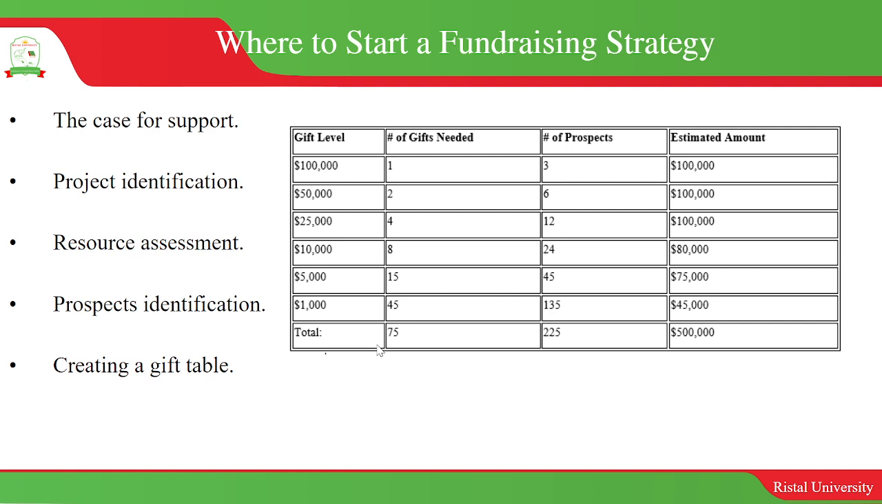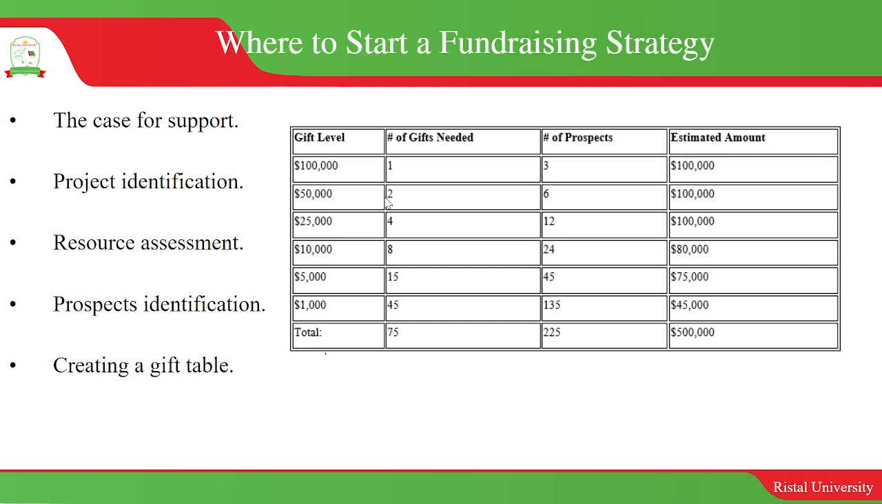And then you can make what you call a gift table. Where if your target is 100,000, that's your target. If one person gives you that amount, then you have sorted the problem. Okay? And then if two people will give you that amount, then it means from each person you need at least 50,000 for you to get that 100.